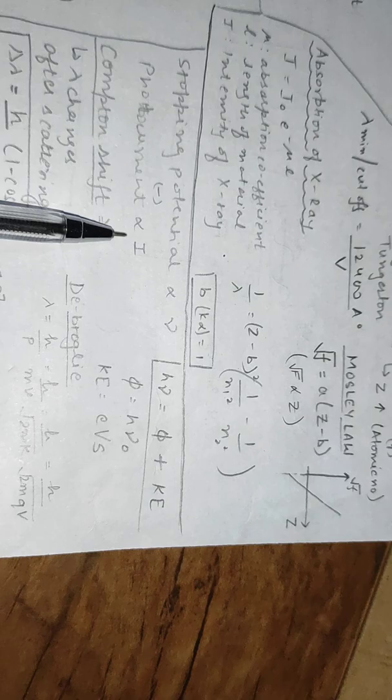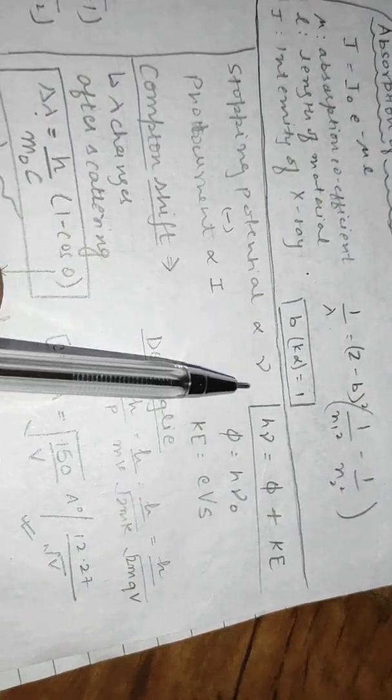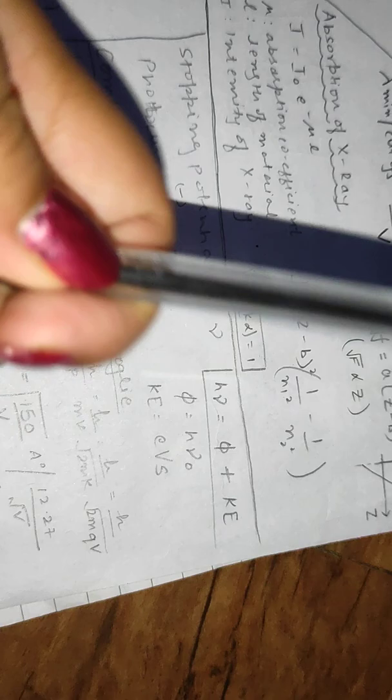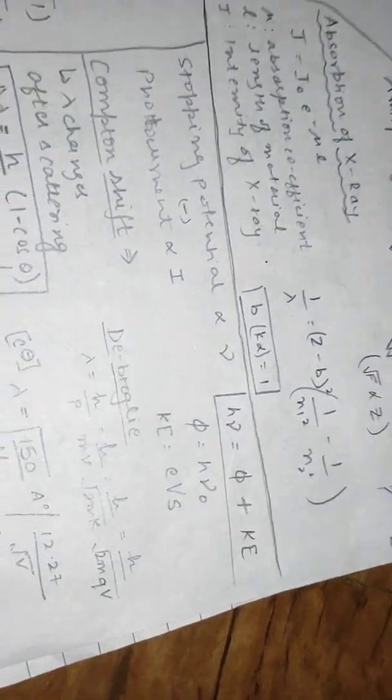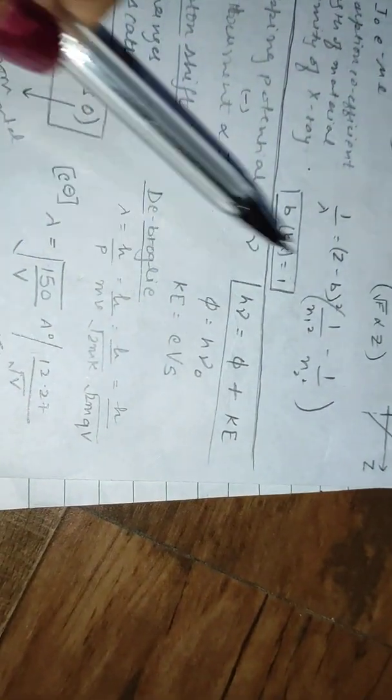So this is a direct proportion. Photocurrent is directly proportional to intensity. Increasing intensity means increasing the photocurrent. And stopping potential is directly proportional to frequency. So increasing the frequency would increase the stopping potential in magnitude, because stopping potential is a negative potential. You all already know this. Talking about Einstein's equation, it's easy stuff. You all already know it.